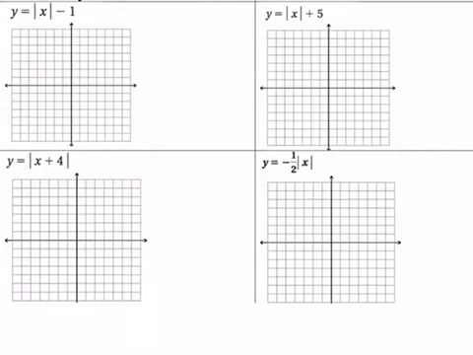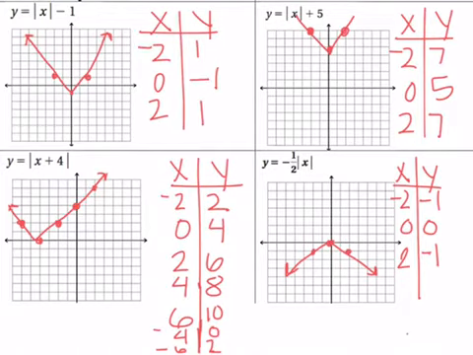All right, go ahead and do these 4 graphs with the T-charts. Check back to see how your answers look, and we'll see what happens. All right, so here are how your graphs should look.